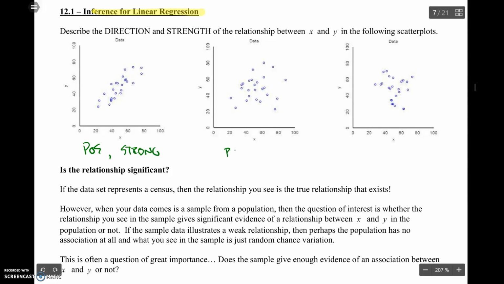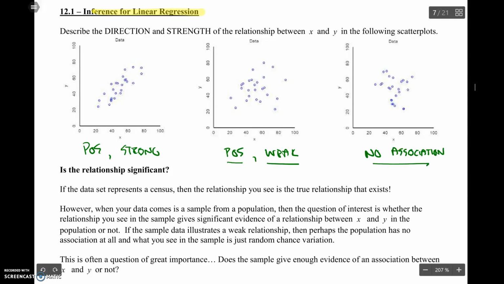This one I'd say is positive and weak. And this one I'd probably say maybe a little negative or maybe no association at all. So the idea here is, if we're taking a census, then we know the relationship we see is truly positive and weak, or no association.